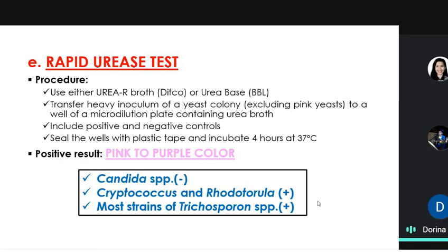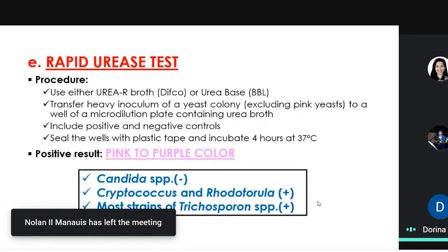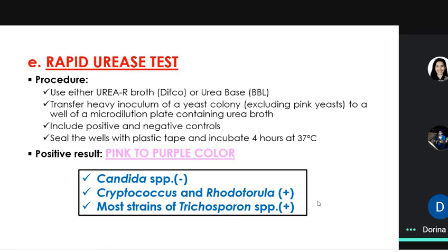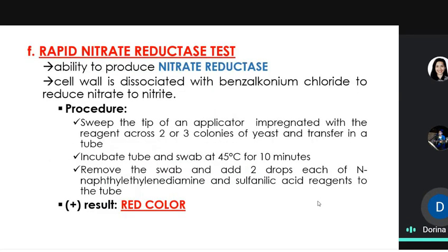Microdilution plate, you're using your urea broth. Di ba yun kanina sa mold natin, ang ginamit natin, Christensen's urea agar? Dito, you're using a broth. So, microdilution ang ginagawa dito. So, include positive and negative controls. You seal the wells with plastic tape and incubate for 4 hours. And positive result would be pink to purple color.